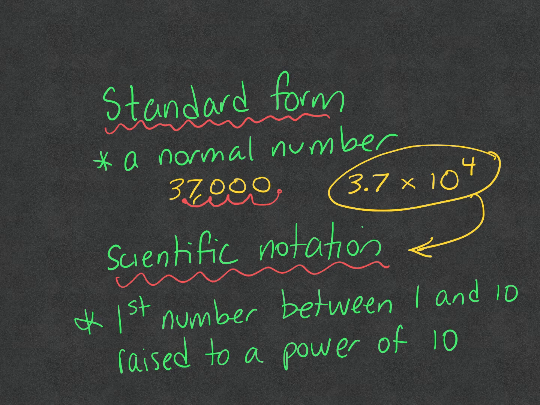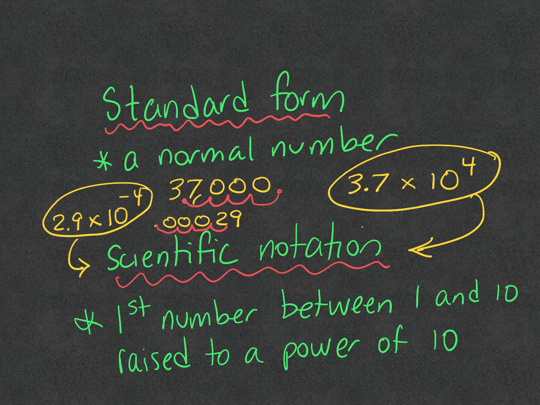If you had a tiny number, let's say that we had the number 0.00029, you would do the same thing. That would be your standard form, and then you would count to get a number between 1 and 10. So that number between 1 and 10 would be 2.9. So 2.9, and you had to count 4 the other direction, so it would be to the negative 4th. So tiny numbers have a negative exponent.